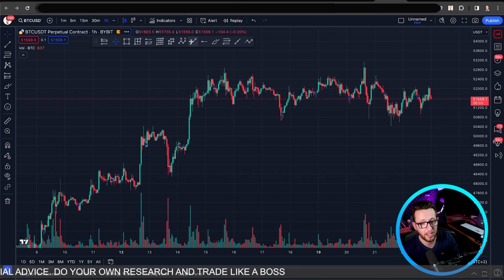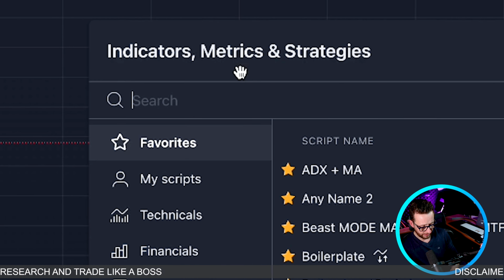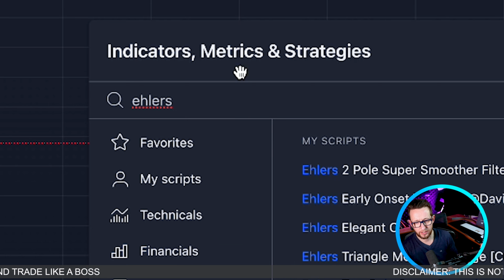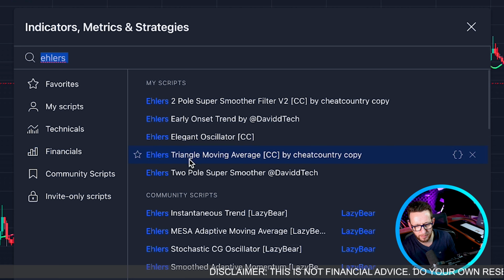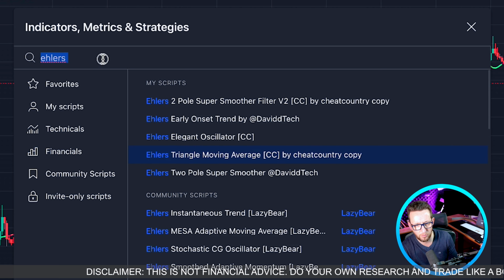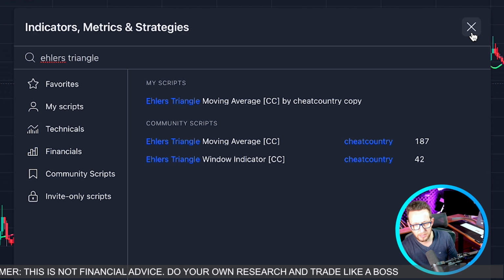Okay, so I'm going to start adding all of these indicators. We're going to go up to the top here and we're going to be adding the Ehlers triangular moving average, which is this one here. We're going to add that to our chart. I've made a copy. If you go down and copy this, you'll also be able to find it as well. It's this one here with the moving average. So I'm going to add that to my chart.